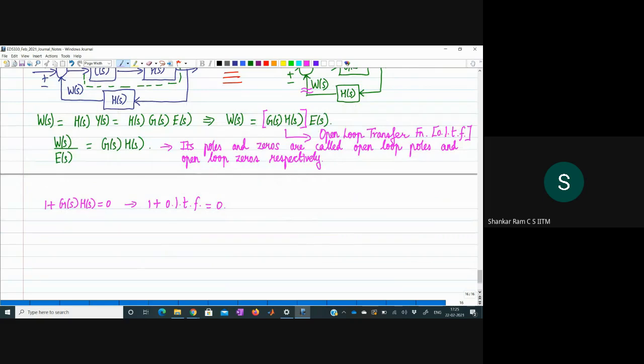Professor, if one plus open loop transfer function is equal to 0, does it mean the open loop transfer function is equal to minus 1? Can we take it that way? Okay, that's good.